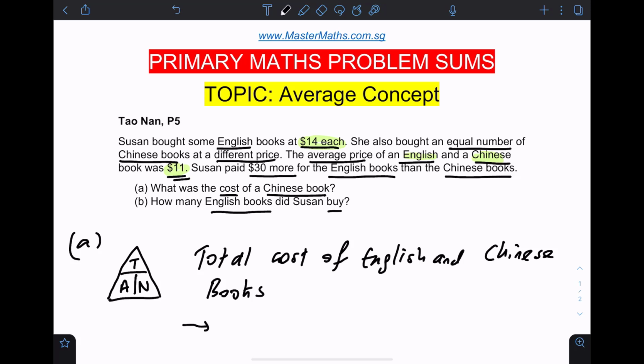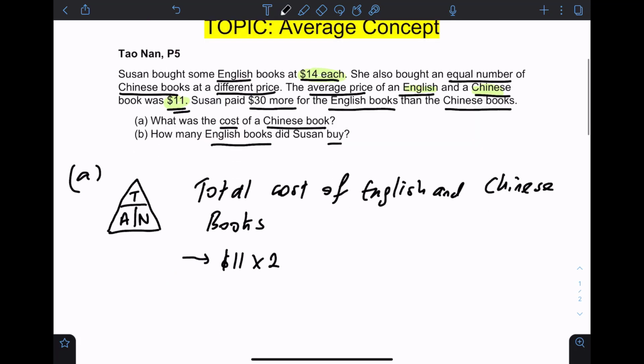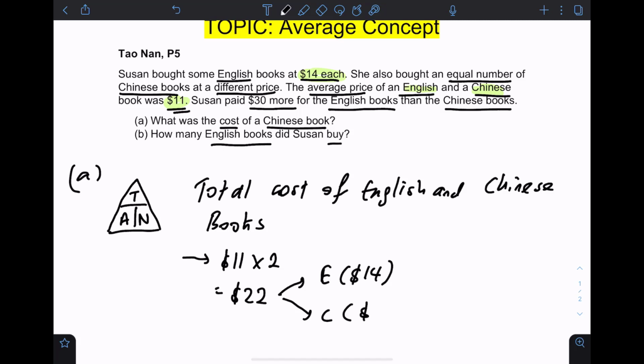Okay, this is two books, so total cost is just average multiplied by number of books. So average is $11 times the two books. This will give you $22. Okay, but I'm interested in the Chinese book. I know that the English book costs $14. How much is the Chinese book?